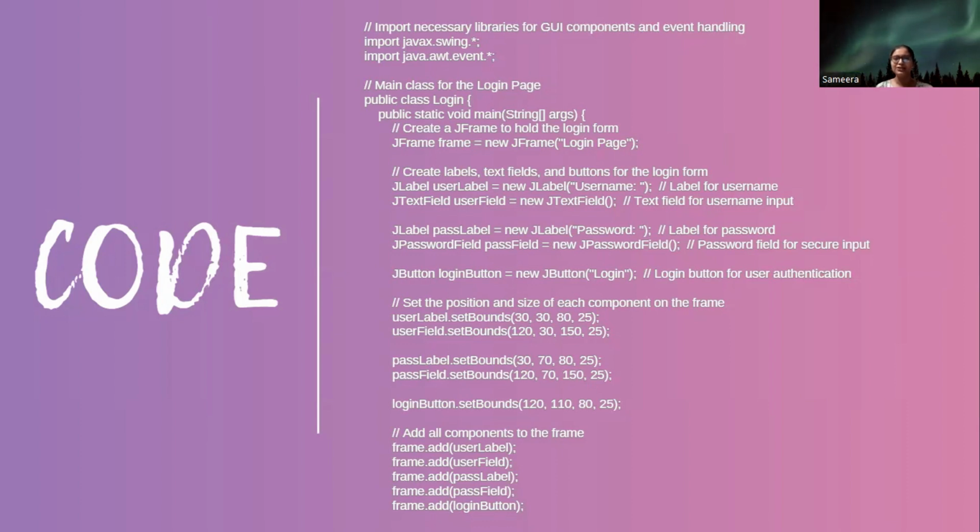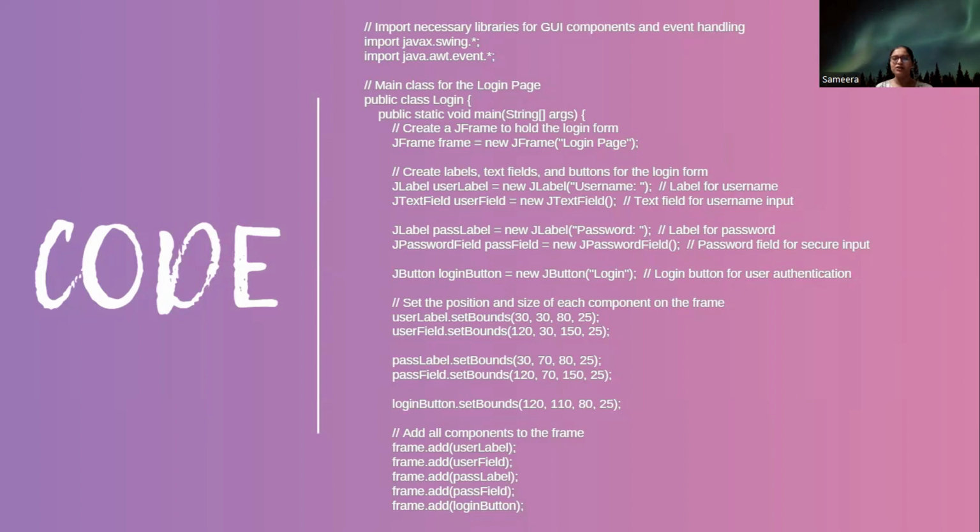Then we set the position and size of each component on the frame. userLabel.setBounds(30, 30, 80, 25), and then userField.setBounds(120, 30, 150, 25). These are the parameters for each of those. Then we have passLabel.setBounds and passField.setBounds again with their parameters. Then we have loginButton.setBounds again with its parameters 120, 110, 80, and 25.